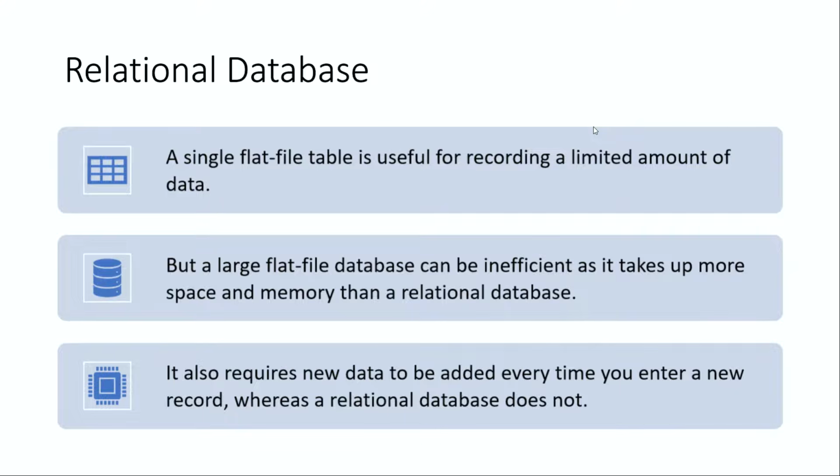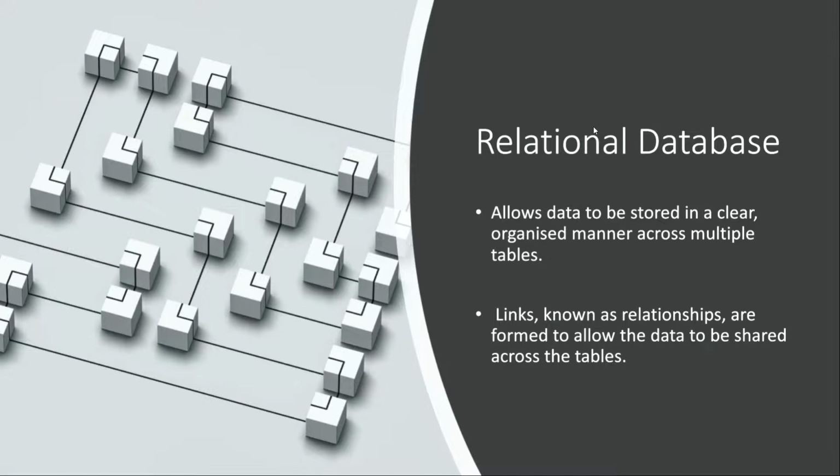A relational database, where things are related and linked in some way, is going to be best for having large amounts of data. In a flat file database, you have to store every single thing in one or two tables, and when you want to search for something, it has to search the entire thing. Whereas in a relational database, we can specify the criteria we want from multiple tables, and it will only give us that information. A relational database allows data to be stored in a clear, organized manner across multiple tables.